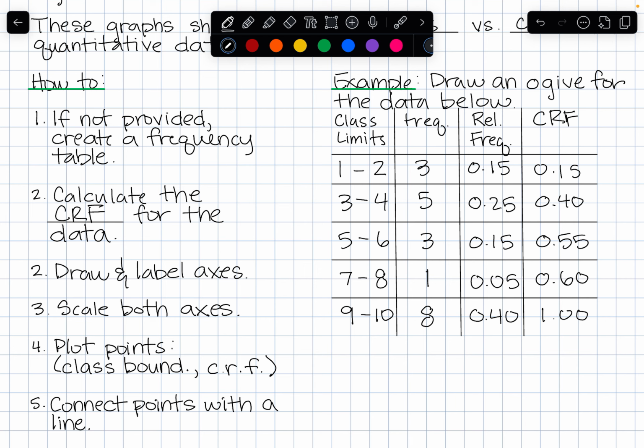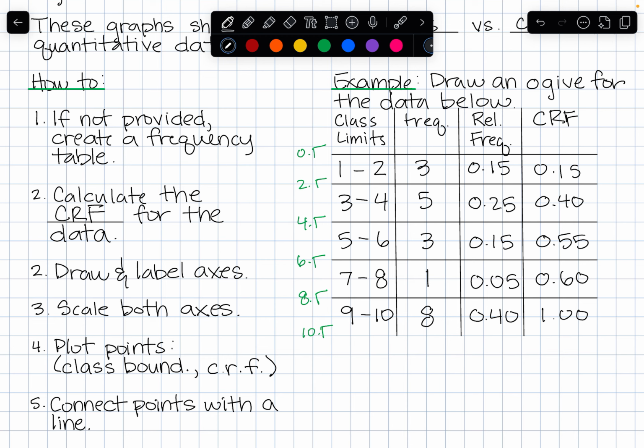Next, we're going to draw and label our axes, and we're going to scale all our axes with the class boundaries. So let's go ahead and add those class boundaries back into our table. We know they're in between, so I'm going to have a boundary here at 2.5 between 2 and 3. Between 4 and 5 is 4.5, 6.5, 8.5. And then I need ones at the beginning and end of the table as well. So subtracting 2 is 0.5, adding 2 is 10.5. And those were the same class boundaries we had for our histogram.